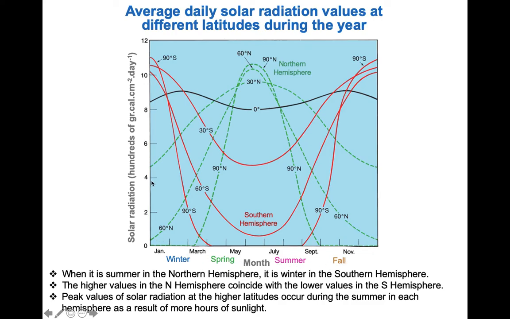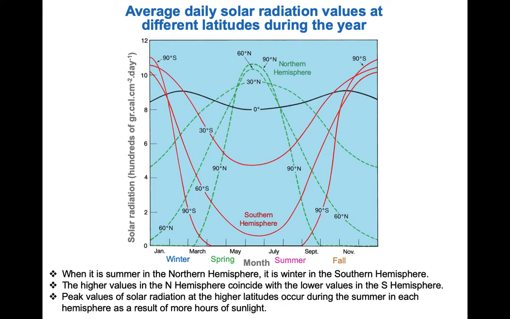And the vertical axis is the solar radiation in terms of hundreds of grams per calorie per square centimeters per day. And the equatorial zone here has a very flattened sine curve, as you can see, and the fluctuations on a seasonal basis are not that important. You see that between the winter and spring and summer, only very few degrees of changes in solar radiation.